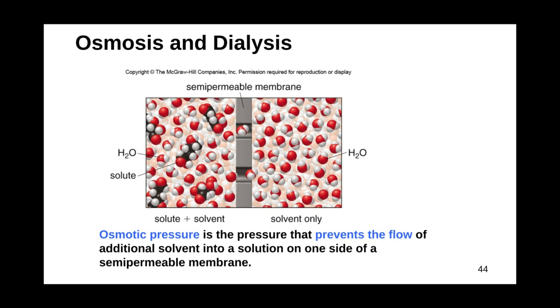And osmotic pressure, you might see this in your everyday life, like the osmotic pressure of filters and stuff like that. But this is the pressure that prevents the flow of additional solvent into a solution on one side of a semi-permeable membrane.